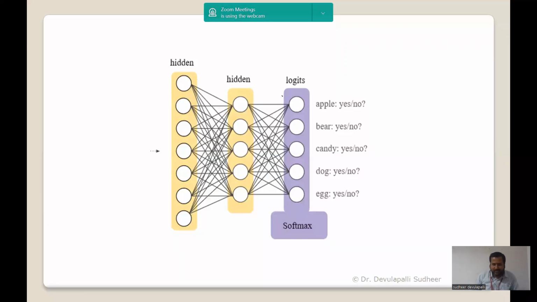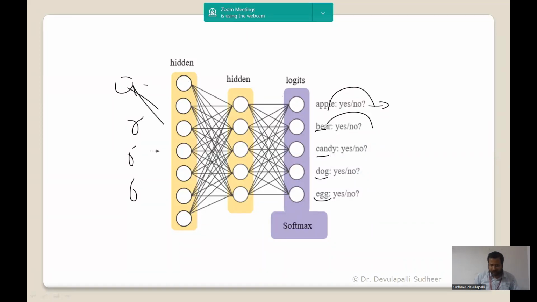And simply, you can see here in the final output layer you have different classes like apple, bear, candy, dog, egg. It will produce probabilities: how much probability for telling this is an apple, how much probability for telling this is a bear, for the input that I have fed to my input layer. The input I have fed will belong to any of these classes with some probability. This is how the softmax layer works, and these are the activation functions that we can apply.